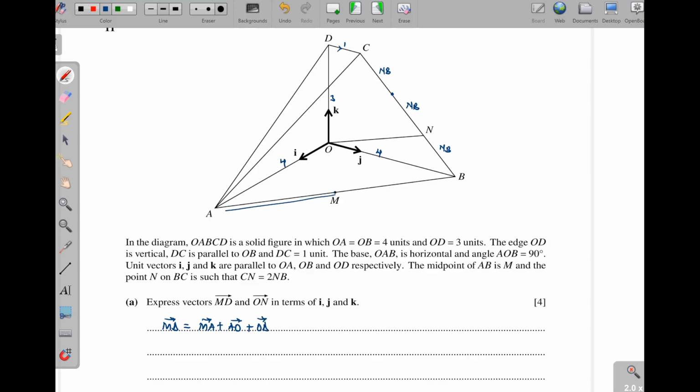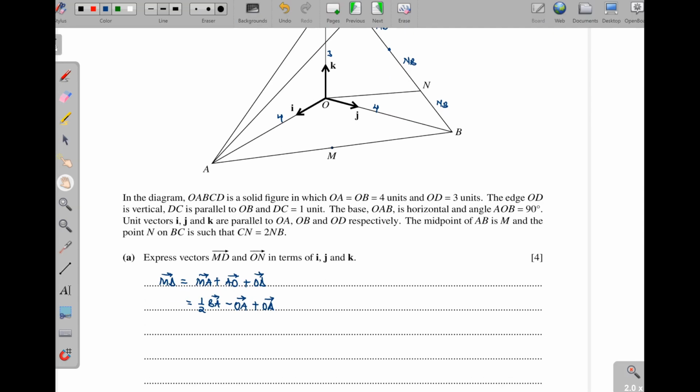Now, MA, this one is going to be a half of BA. Okay? In vectors, you have to master the direction. If I say M to A, then BA. You see that? Then, of course, this AO is moving in the negative direction of OA. So I will have negative OA, then plus the OD.